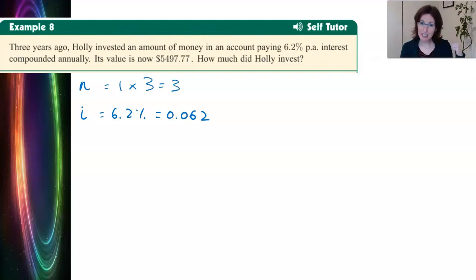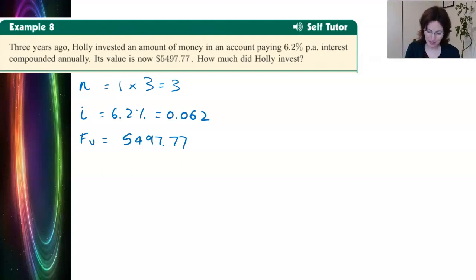So 3 years ago she invested this, and now it's worth this much. That's our future value. That's not our principal amount, because that's what it's asking us in the question. How much did Holly invest? So our future value is the 5497.77. And so we have to rearrange this equation to work out how much did she start with and put in to get that much back.